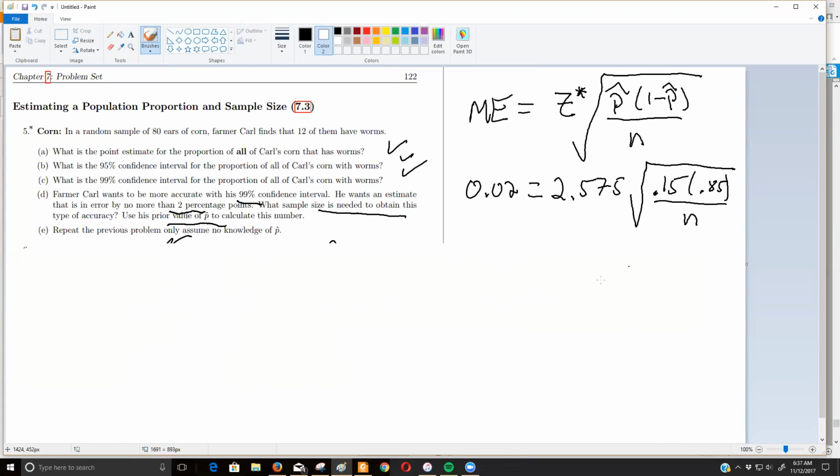over n. So now, without using Dr. Stevens' formula, we're going to solve this for n. If you remember back to your algebra class, I've got to work from the outside in here. We're going to divide both sides of this equation by 2.575. And I'm going to use an online calculator here.